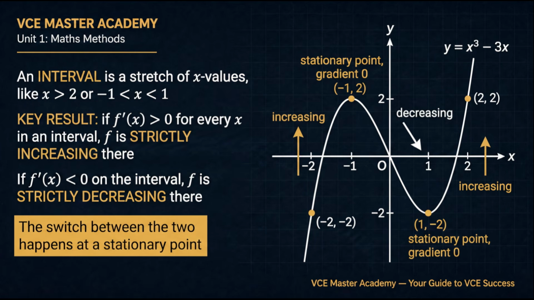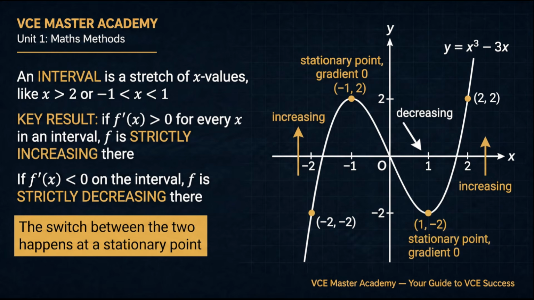Now, let's say that idea properly, the way the exam says it. First, one word to define. An interval is just a stretch of x values. All the x bigger than 2, that's an interval. All the x between -1 and 1, also an interval. Here is the key result of the chapter. If f' of x is positive for every single x in an interval, then f is strictly increasing on that interval. Strictly increasing means, as you move right, the graph only ever goes up. No pauses, no dips. Uphill the whole way.